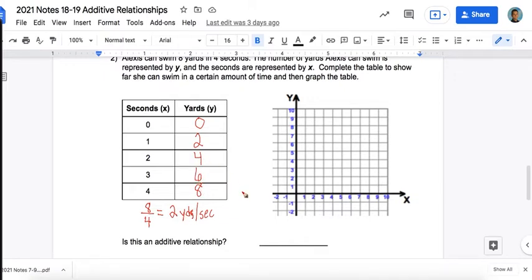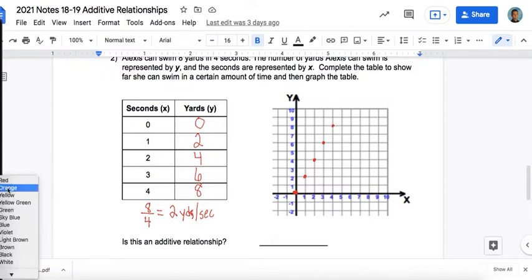Okay, so now we're going to graph this situation. And I'm not going to write the ordered pairs this time. We're just going to group the x and y together. So this is 0, 0. The next one is 1, 2. The next one is 2, 4. The next one is 3, 6. And finally, the last one is 4, 8.